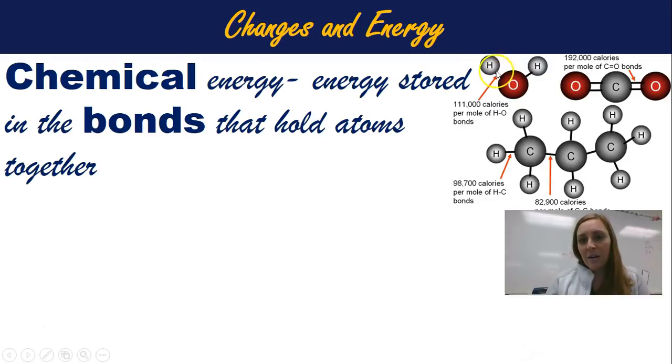So as you can see here, this bond between hydrogen and oxygen, there is only one bond between them. It's called a single bond. We'll learn about that later in the year. And this has 111,000 calories per mole versus the double bond shown here between carbon and oxygen. This has 192,000 calories per mole. So this is a stronger bond. It takes more energy to have this bond in your molecule.